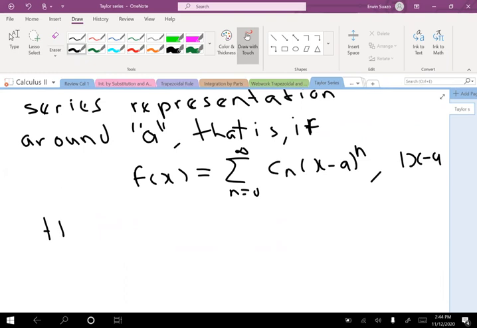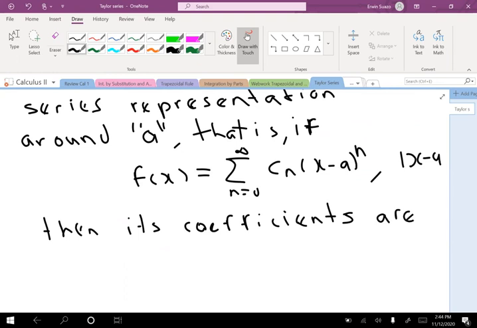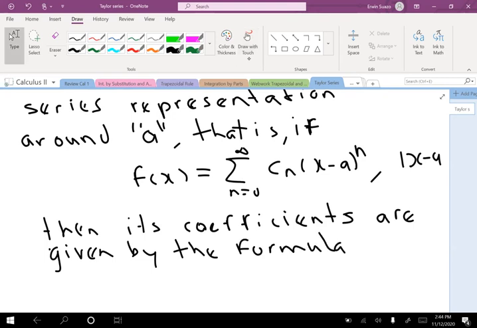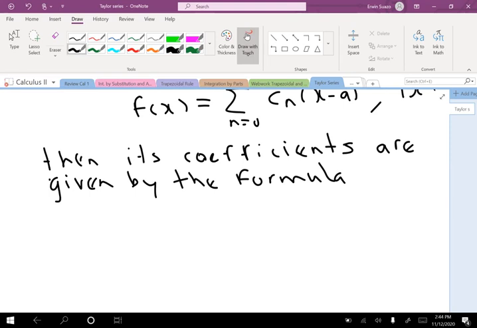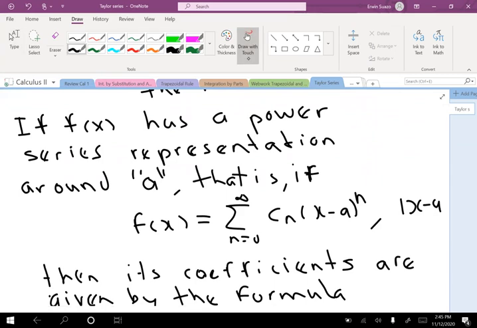Then its coefficients are given by the formula: Cn equals the n-th derivative evaluated at a, over n factorial. Okay, and you're going to see why this is true.